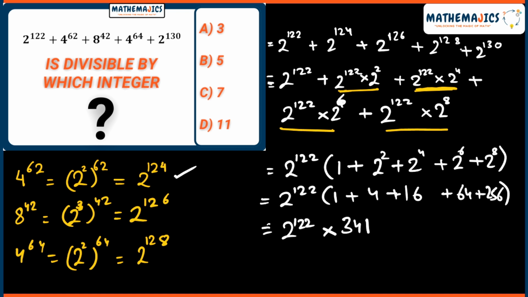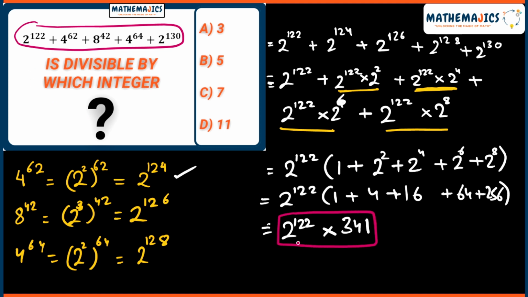Correct? Now we need to check. See, this whole expression can be written like this. Yes, the whole expression can be written like this. Now we have to check whether this final answer, 2 raised to power 122 times 341, is divisible by which number: 3, 5, 7 or 11. Now forget about 2 raised to power 122. Let's focus on 341. Do you think 341 is divisible by 3? No, it is not divisible by 3. So that means this whole answer will not be divisible by 3. So 3 is negated.